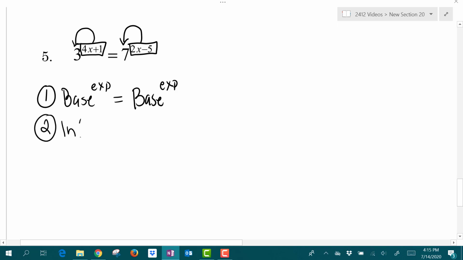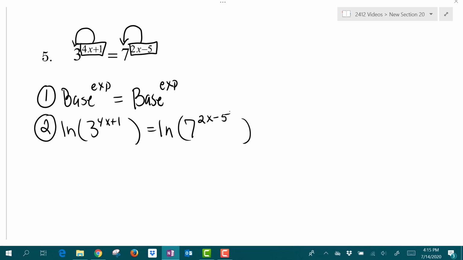Step 2, I'm going to apply the natural log to both sides. This is an important step. You do not want to skip this step. In your homework and also in the exam, I'd like to see this step.